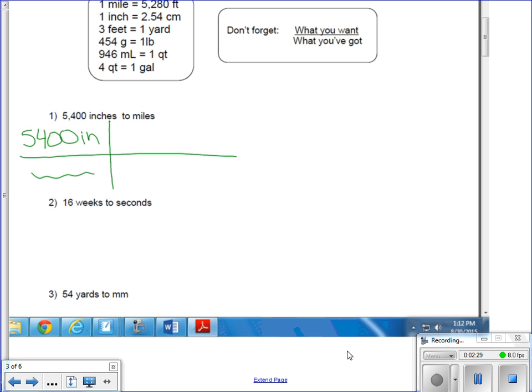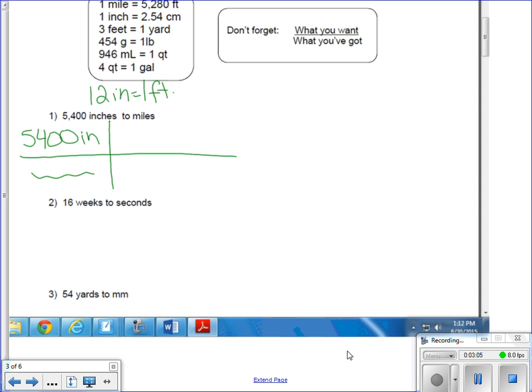All right, so we have 5,400 inches. I need to get that down to miles. If we think about it, they tell us 1 inch equals 2.54 centimeters. But going from inches to centimeters, that's actually smaller. We want to go larger. It tells us 1 mile equals 5,280 feet. So I can change my inches to feet. We know that there are 12 inches in 1 foot. So I know it's not in the box, but I really hope you know that one. I'm going to abbreviate foot as FT.